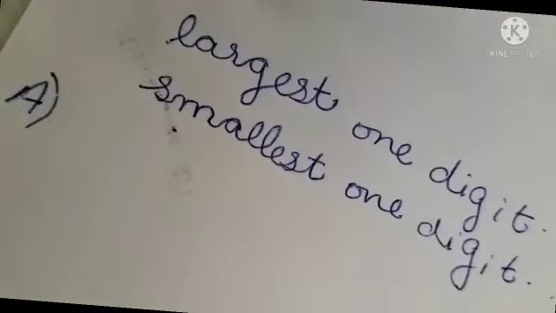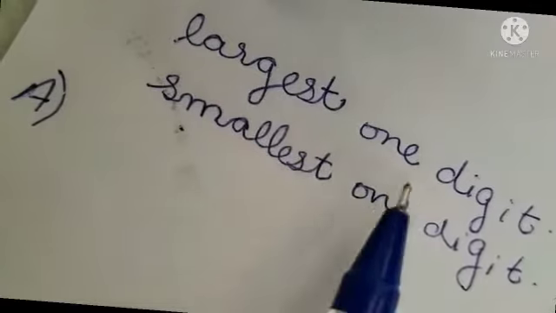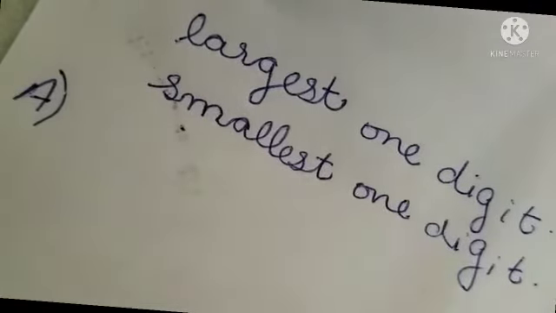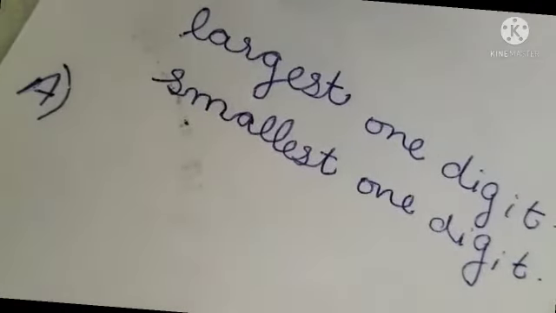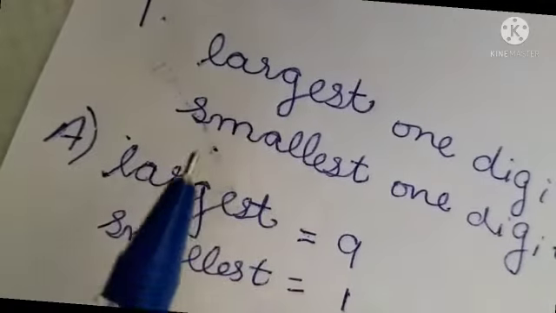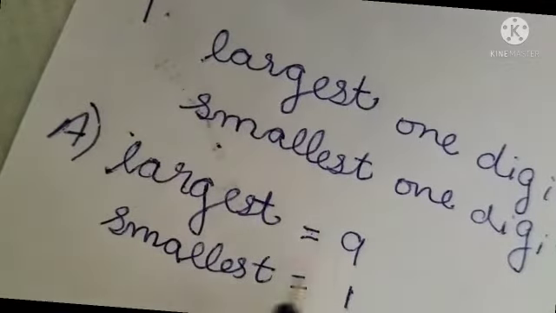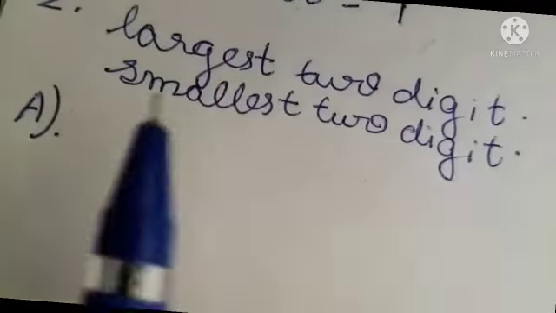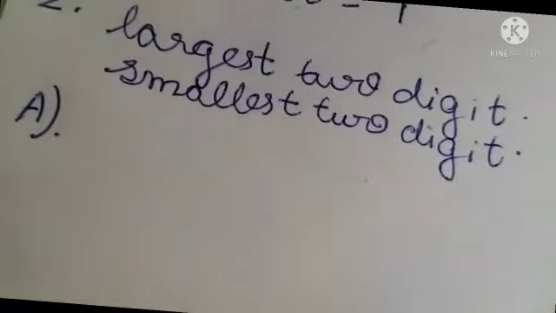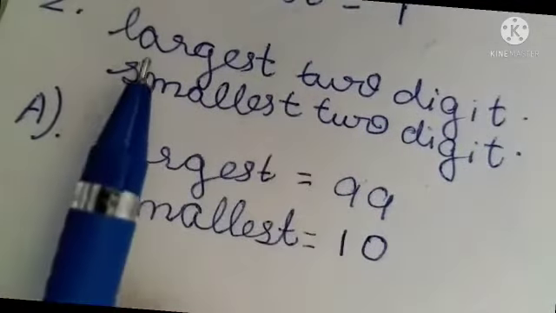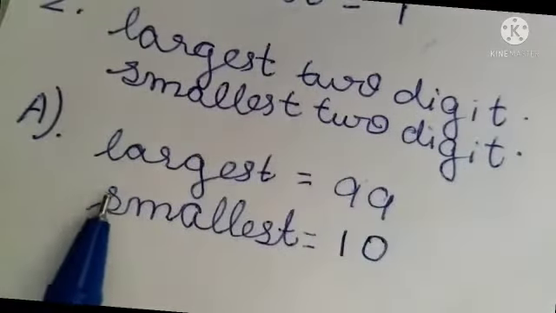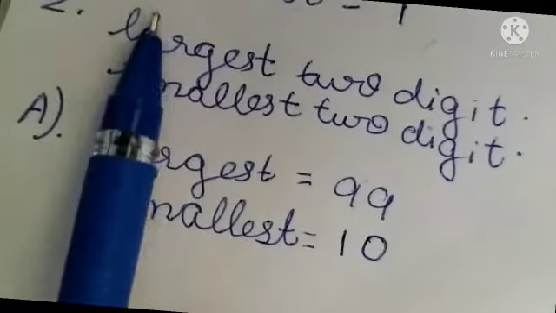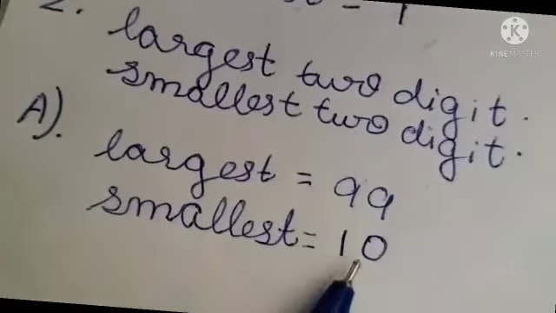So this is the first question. Largest one digit and smallest one digit. Largest one digit is 9 and the smallest one digit is 1. Largest two digit and the smallest two digit. Largest two digit is 99 and the smallest two digit is 10.